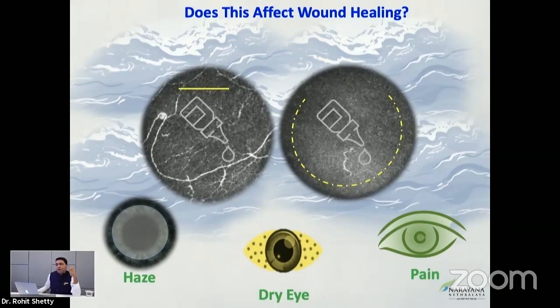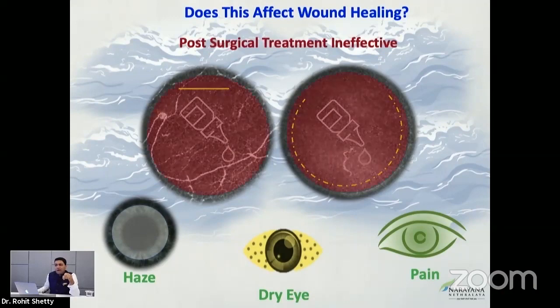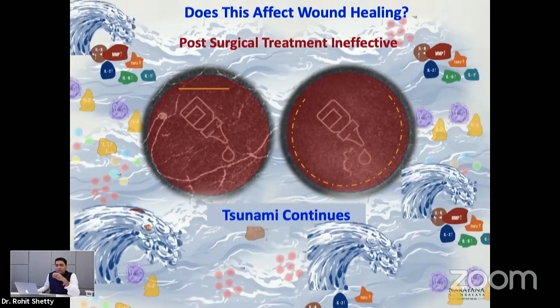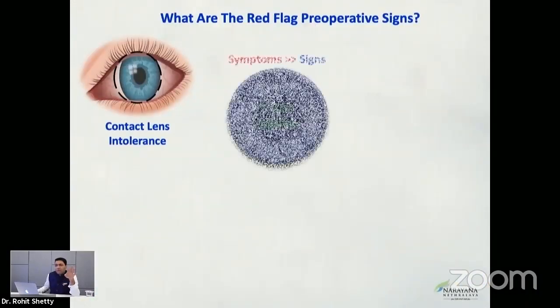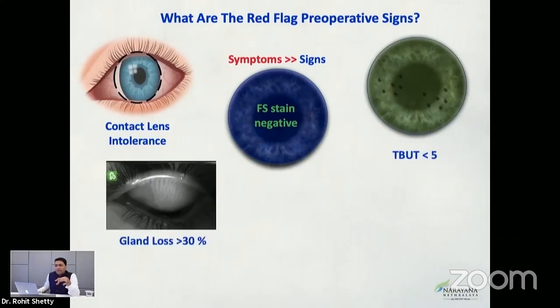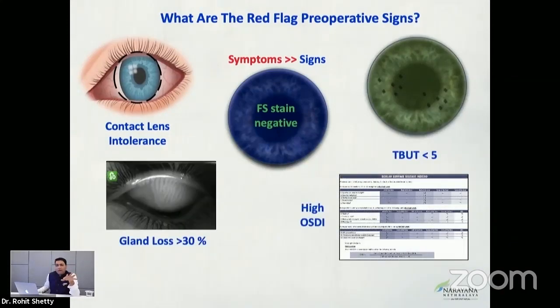So what do you do after this? You start putting in drops. You start giving steroids. So what really happens is you have created a tsunami. It's already there. The minute you've created a tsunami, the drops are not going to work. That's where the biggest challenge is, because you cannot control the tsunami. So what are the red flags of this? We all know contact lens intolerance, staining, T-bud loss, gland loss, and all this becomes a most important part of it.